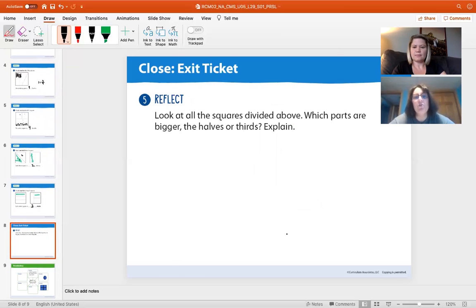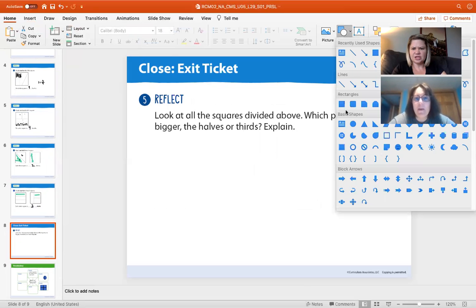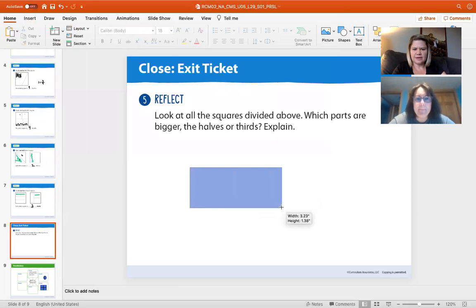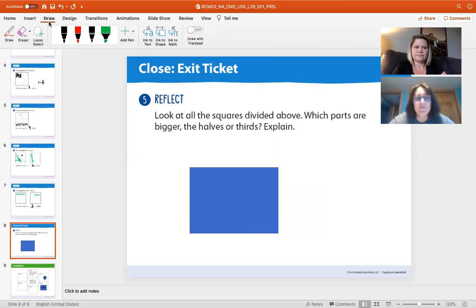So look at all the squares divided above. Which parts are bigger, the halves or the thirds? And explain. So if we go back up there and look at the half, I'm actually just going to do this if it's okay. I'm going to bring us a shape. So here's a rectangle. And if we were to cut this shape in half, hold on one second. I'm going to make 2 of them.